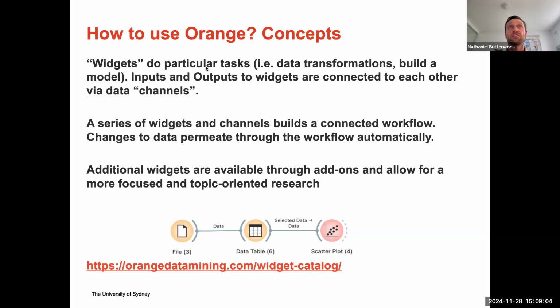And each widget does a particular task, which could be data transformations, building a model, it could be wrangling the data in some way, it could be a machine learning tool or a statistical model. And so all these widgets represent something, and there's inputs and outputs to the widgets, which are connected to each other via things called channels. So we'll see shortly that we have some widgets represented here. Channels connect together, and we can make a scatter plot from data to table to scatter plot in 3 simple widgets.